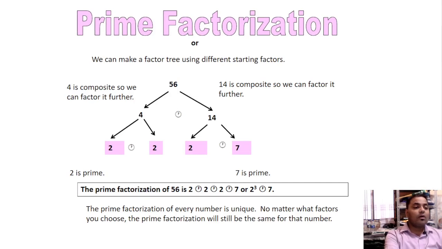Now we can make a factor tree using different starting factors, like 4, which is composite, so we can factor it further. 56 is 4 times 14, so 2 times 2 for 4, and 2 times 7 for 14. So here 2 is prime, 7 is prime, so 2 times 2 times 2 times 7 is equal to 2 to the power 3 times 7. The prime factorization of every number is unique. No matter what factors you choose, the prime factorization will still be the same for the number.